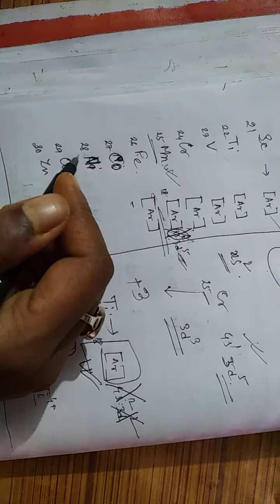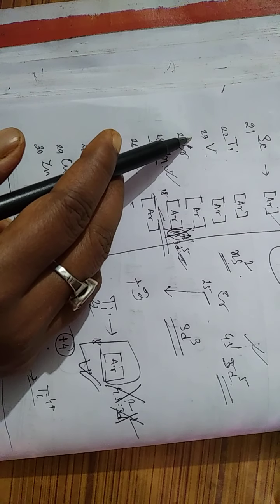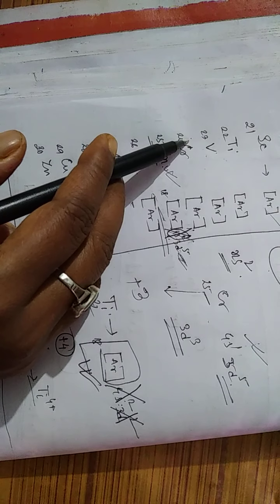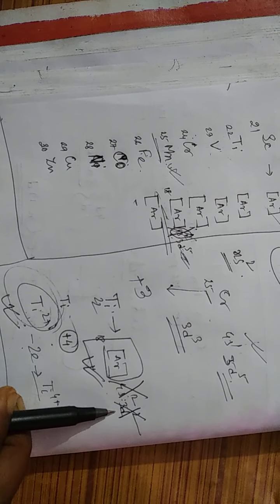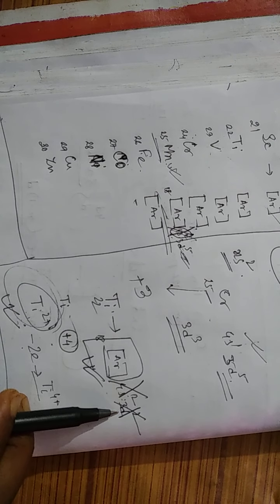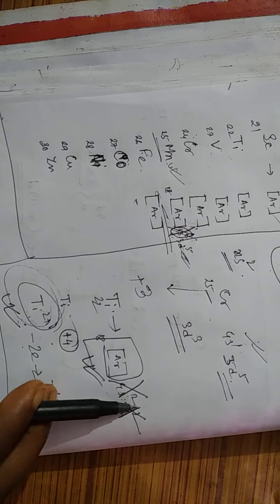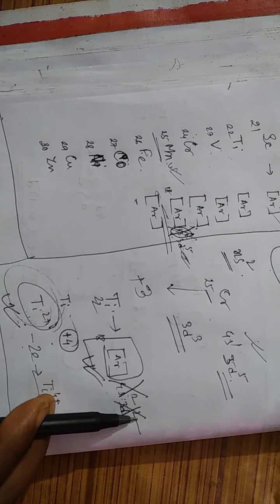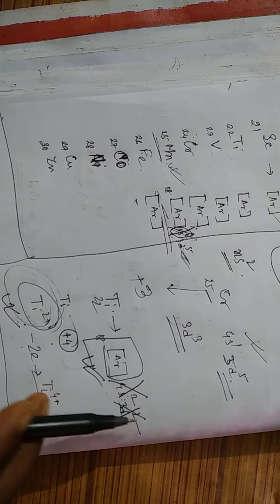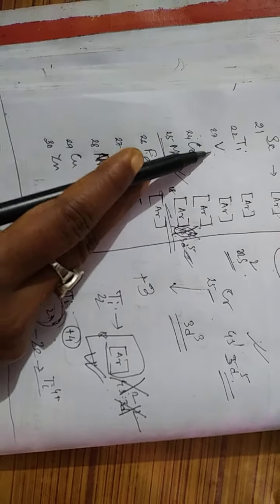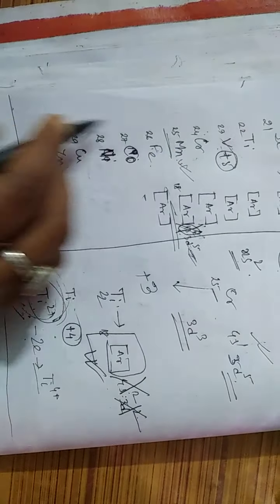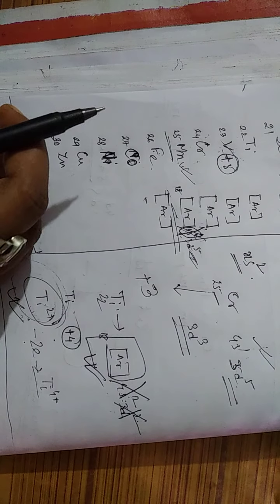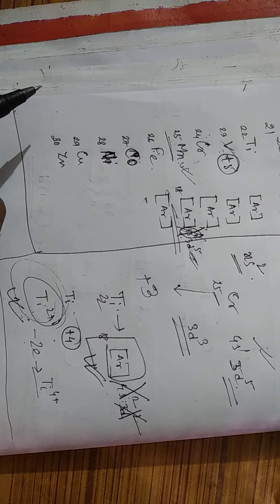Now vanadium, which is 23. After titanium comes vanadium. Titanium's electronic configuration I said was 4s2 3d2, and vanadium will be 4s2 3d3. How many electrons does it want to lose? If it loses 5 electrons, 2 from s and another 3 from d, it will gain the +5 oxidation state. So for vanadium, +5 is the more stable oxidation state. These are the main basic things you need to understand in the oxidation states of the D block elements.